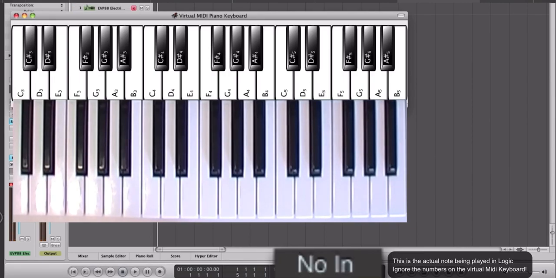So I hope that helps. If you can, just try to play around with this virtual MIDI keyboard and try to remember the notes as well by kind of turning it off and trying to practice on your own keyboard.